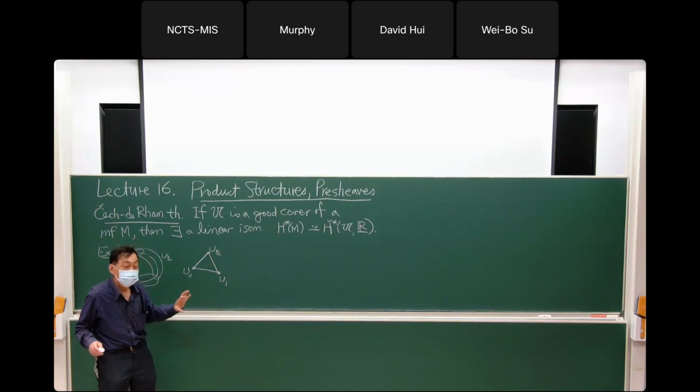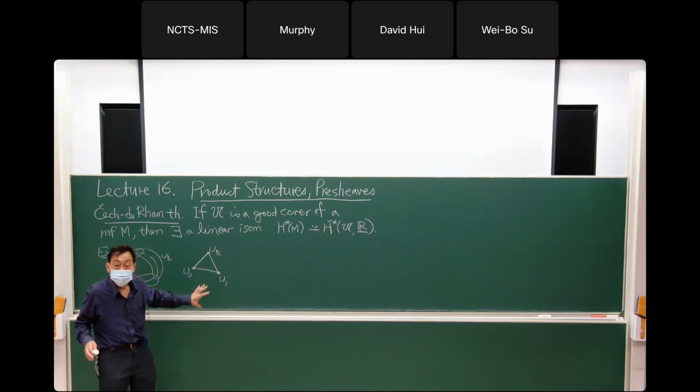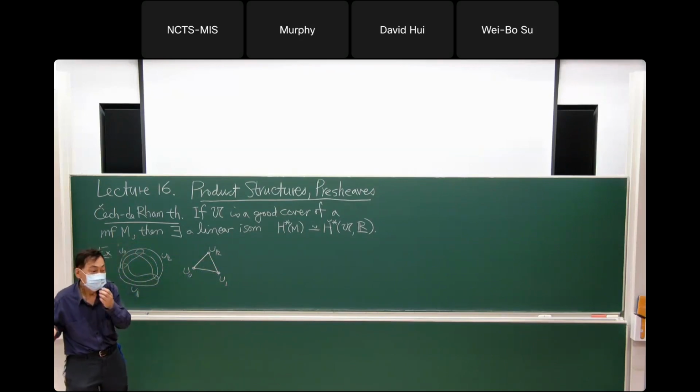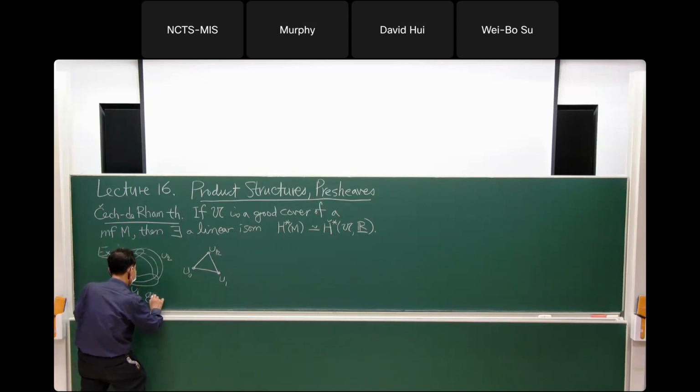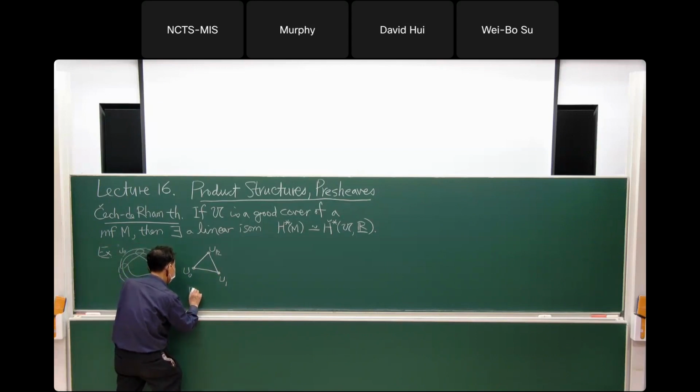And that means any two manifolds with the same graph will have the same de Rham cohomology. This is quite an amazing fact. Okay? So this graph is called the nerve of the good cover.